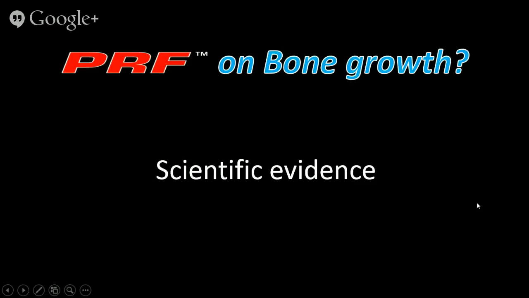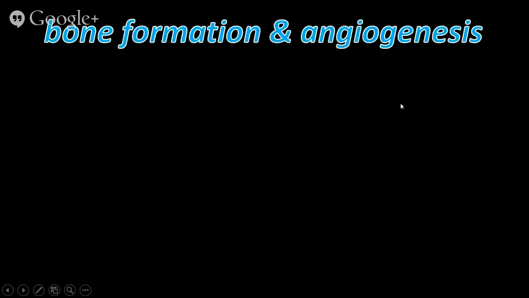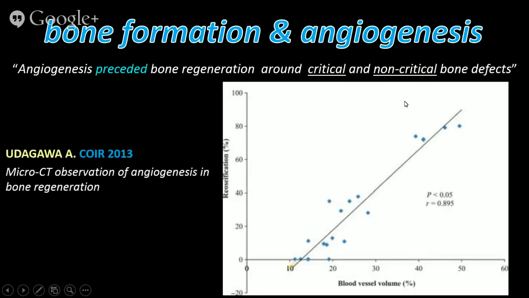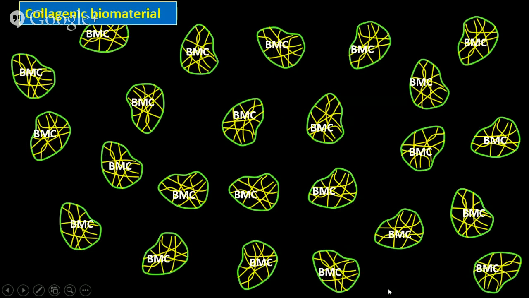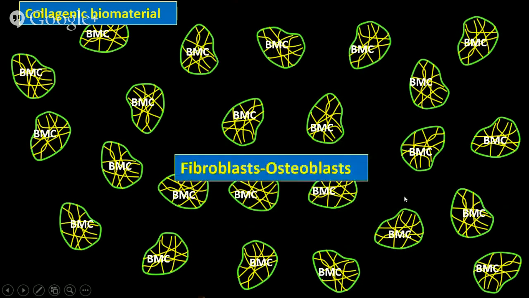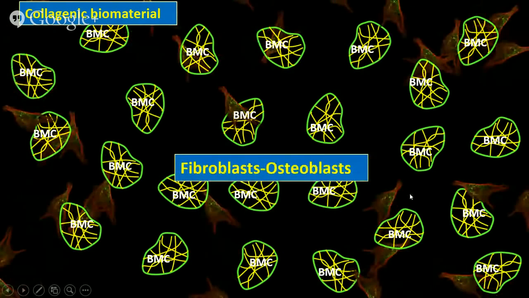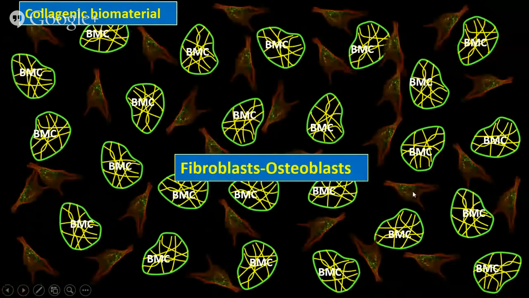However, today we can talk about the scientific evidence. What is the scientific evidence? We need vessels because the bone formation depends on the vessel volumes. And then if we summarize the concept, we put biomaterials. First we need cells because they will produce extracellular matrix.